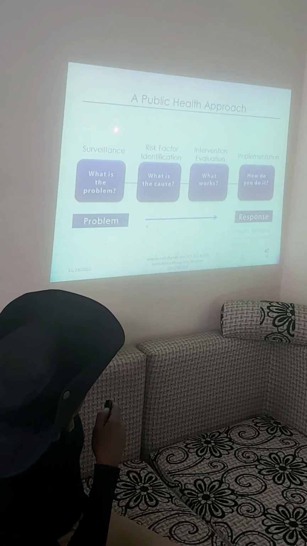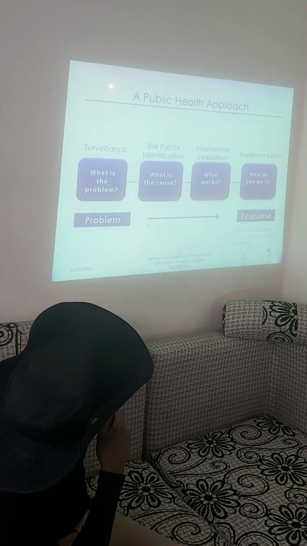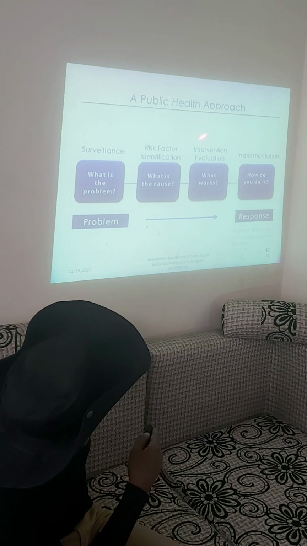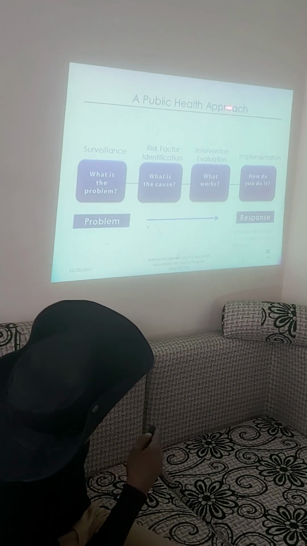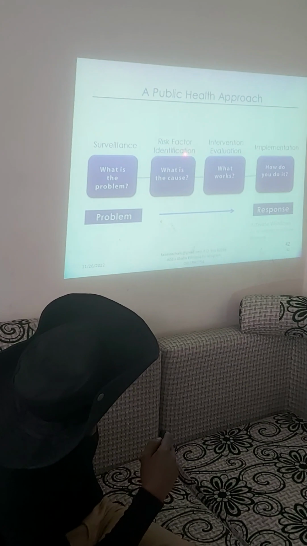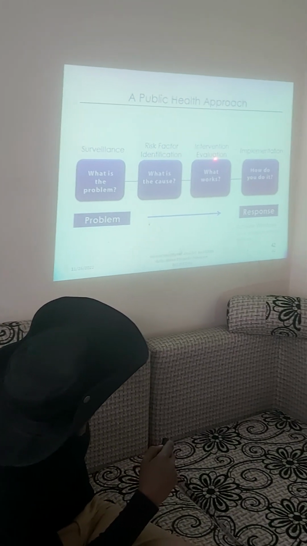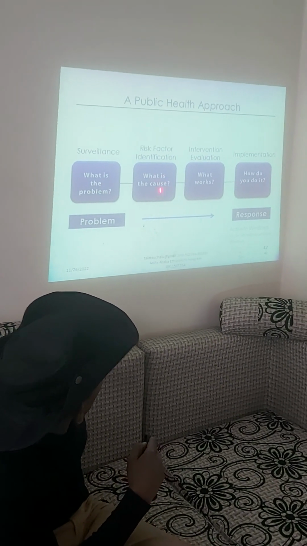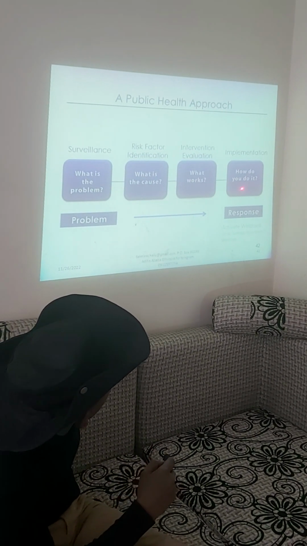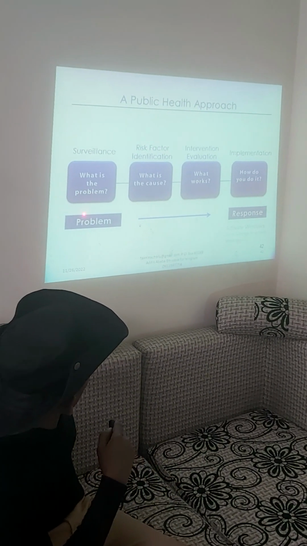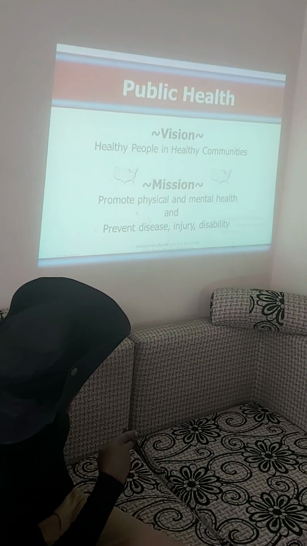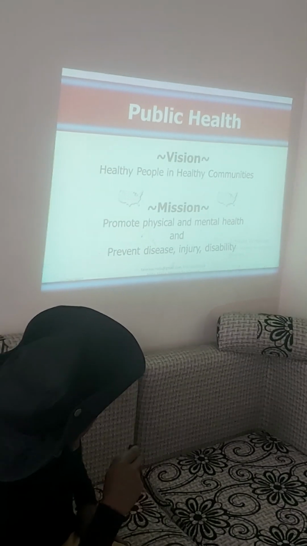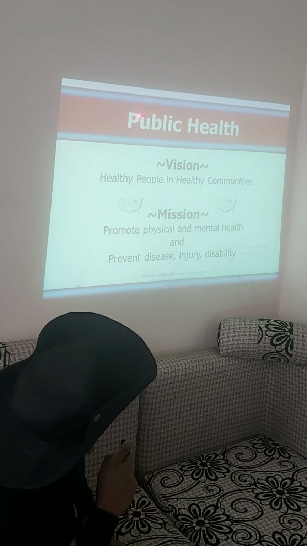That is in this public health approach, which is why epidemiology is the science of solving health problems. It is one of the parts of the technical public health approach, which means surveillance, risk factor identification, intervention, evaluation, and implementation. Here it is: what is the problem, what is the cause, what works, and how do you do it. Then problem to response.